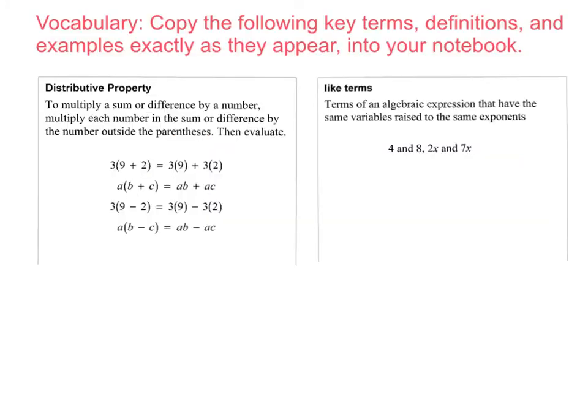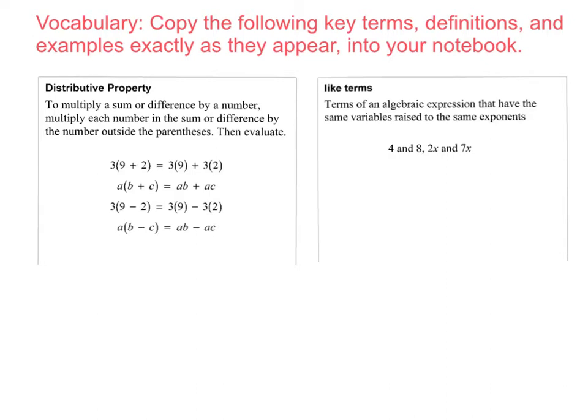Please copy the following key terms, definitions, and examples exactly as they appear into your notebook. The distributive property is to multiply a sum or difference by a number. Multiply each number in the sum or difference by the number outside the parentheses, then evaluate. So here are some examples for you. Please copy those into your notebook exactly as they appear here.